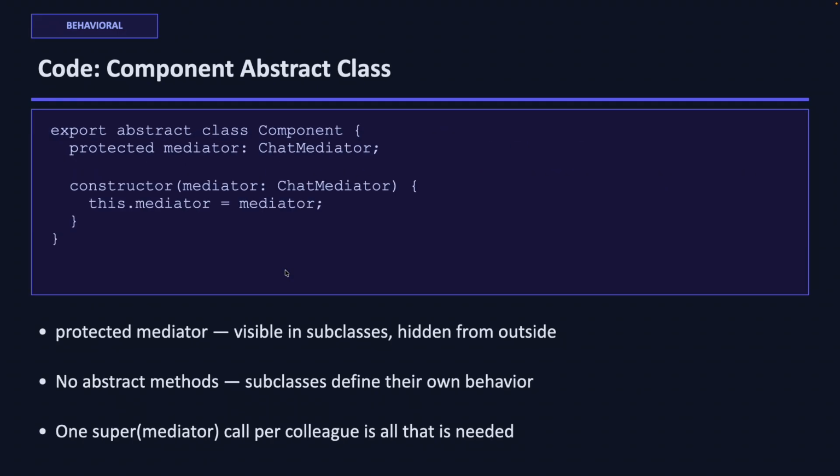Here we have the component class, which is simple by design. It declares the protected mediator field. It's typed as the chat mediator, which is the interface. It's not the concrete class. The constructor just takes the mediator and stores it. And if we look at the component, it doesn't define any abstract methods. That's left entirely to the subclasses. Its only job is to guarantee that every colleague holds a mediator reference. The user component will call super with the mediator in its own constructor, which triggers this single assignment. So it's simple, it's structural, and it's effective.